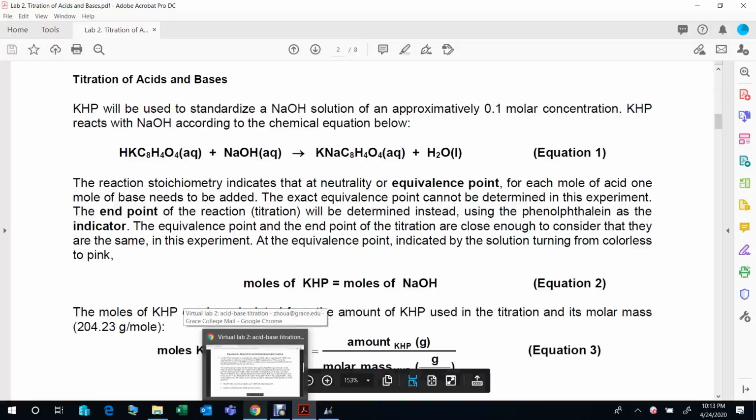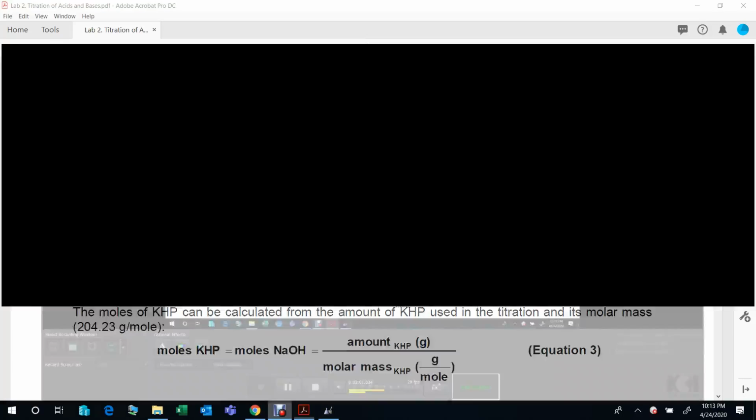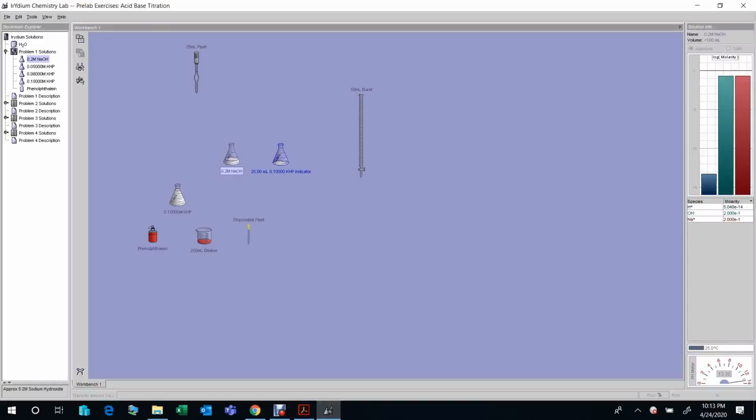Okay, and then we go back. Here, KHP solution is 0.1000 molar, and it's 25 milliliter. Then sodium hydroxide 0.2 concentration is about twice the concentration of KHP. That means we need half of the volume of KHP for sodium hydroxide, right? Around 12.5. So basically we need to add around 12.5. We don't know the exact amount we need. So that's the reason we do the titration.